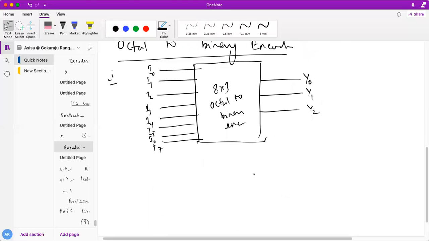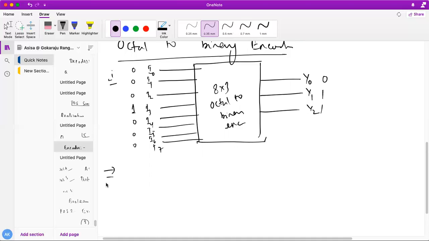So mainly what it will do in a normal encoder, one of the input lines is high and the corresponding binary output will be available at the output. Let's say the input I3 is high, then obviously I will get the output 0, 1, 1, and at that time the other inputs are 0. Do you all understand now?